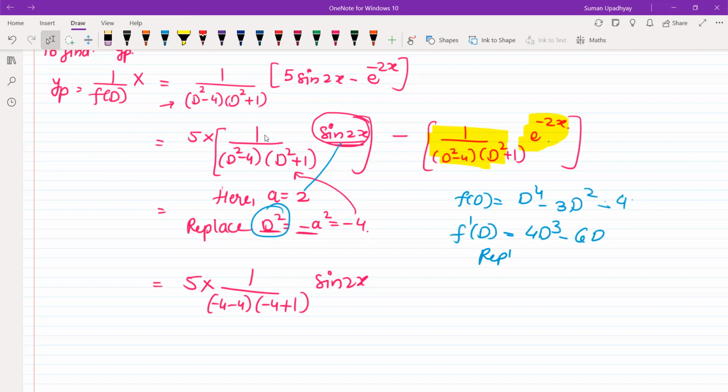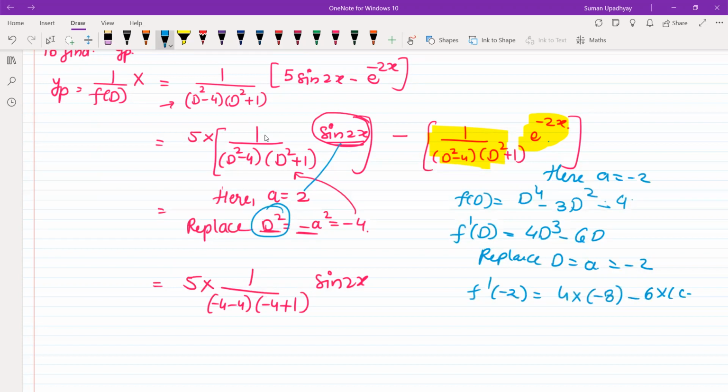Now I will replace d with a. What is our a? -2. Okay? Now is this becoming 0? No. 4 into -2 cube, what will it be? -8. -6 into -2, how much is this? Tell me. How much is it? 4 into -32 plus 12. So will this be 20?